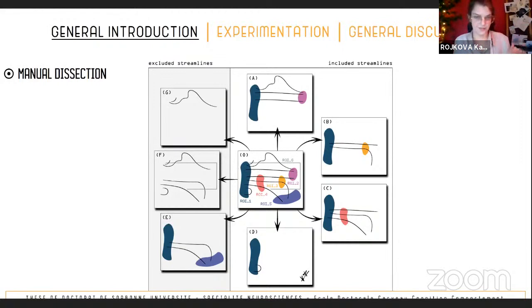And you can also do the same thing as with the inclusion ROIs that you see on the right, but this time you say to the software that they are supposed to exclude fibers, that they are exclusion ROIs. So you have a lot of strategies to dissect a tractogram. And this is how we created our atlases.